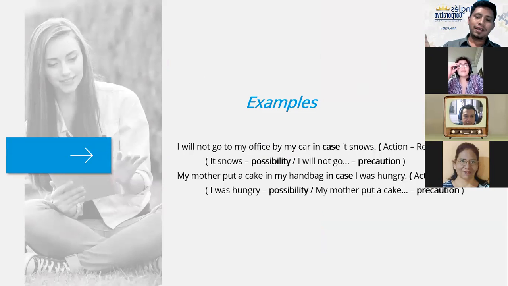That's the precaution that we are going to take in this sentence, or that we're going to identify in this sentence. The same happened in the second one, where it says, my mother put a cake in my handbag in case I was hungry. Action and reason of something. We can define that kind of sentence as an action and the reason of something. What am I taking this action for? So in the second example, my mother put a cake in my handbag. That was the action that I took.